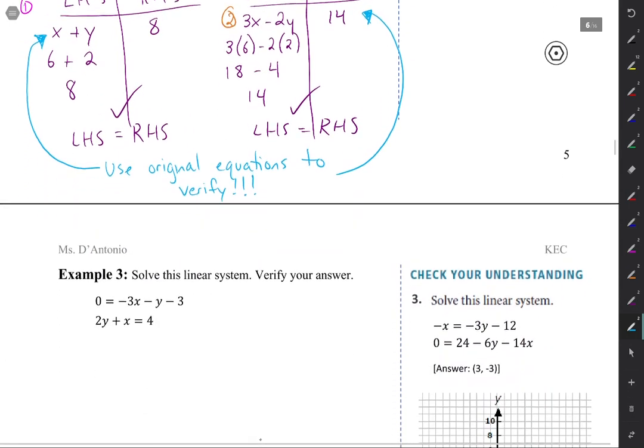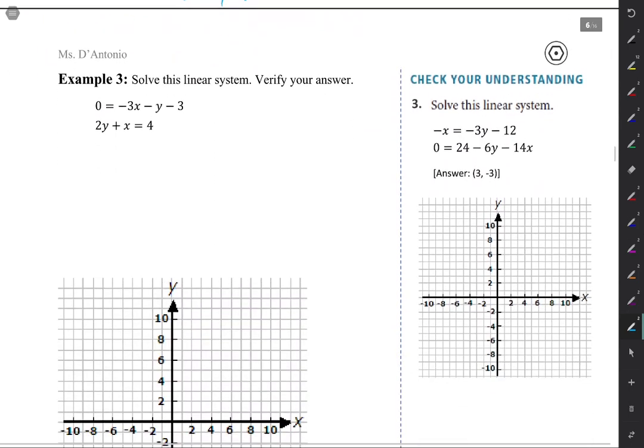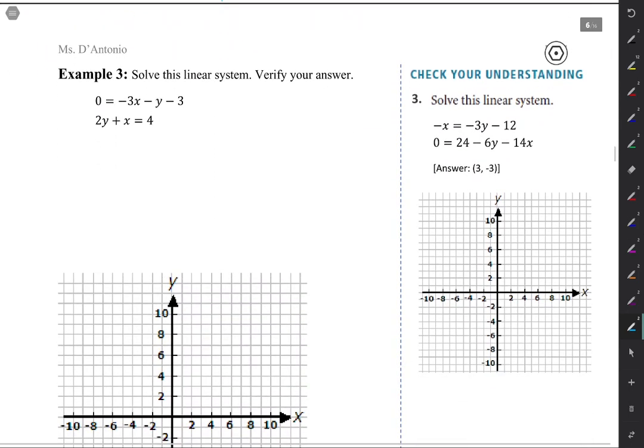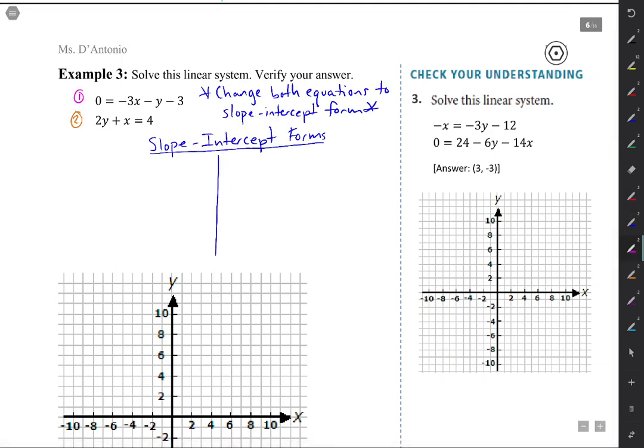So there's one more example that we have, example 3, very similar to the last one. We need to solve this linear system by graphing it. Again, you'll notice that our equations are not in slope-intercept form. So our first step again is to change both equations to slope-intercept form. So again, I labeled our equations 1 and 2, and now we're going to switch them to slope-intercept form.